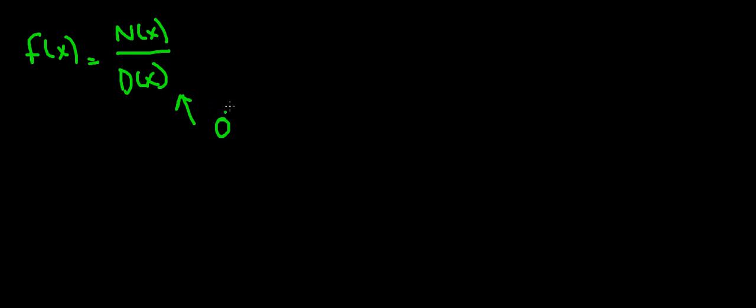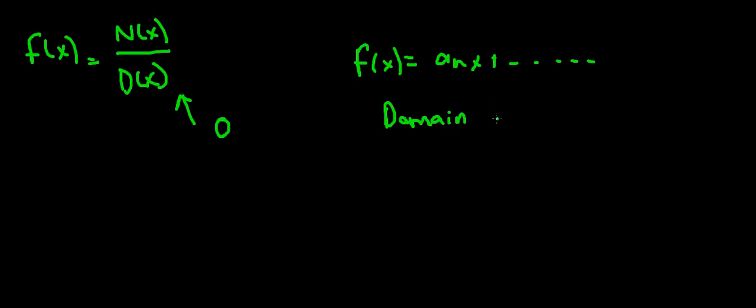So when we have a polynomial, just some regular polynomial, to equal it is ax plus some stuff. The domain of this is all reals. Here the domain is not all reals. Here, whenever d of x is equal to 0, we're going to get an undefined point, a point that has no definition. That's why it's called undefined.